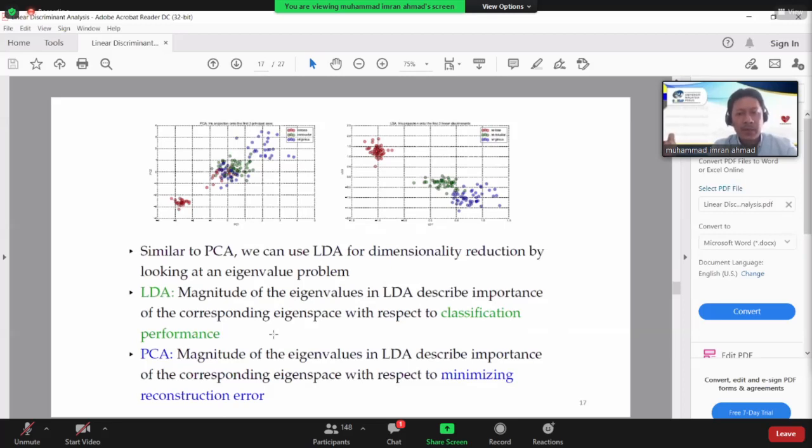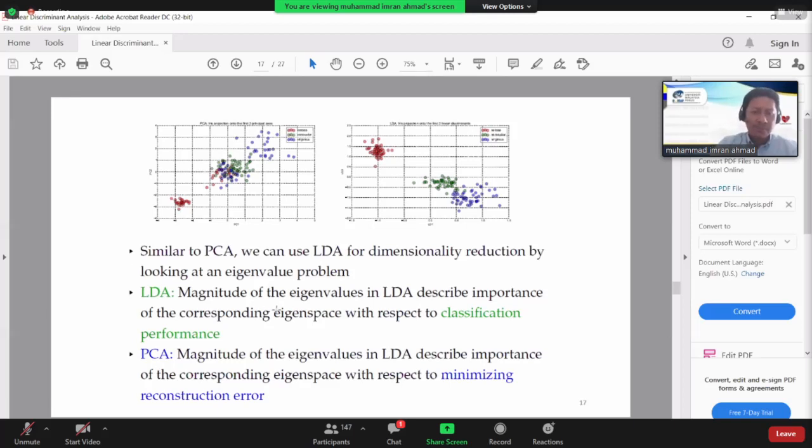And again, we come back to our example on iris flower, that we had a look at in the beginning of our lecture. Similar to PCA, we can use LDA for dimensionality reduction by looking at the eigenvalue problem. So it's very similar to the PCA that we did last week. Once we do the calculation of eigenvector and eigenvalue, you need to sort the eigenvectors based on the highest value of eigenvalue. The highest eigenvalue demonstrates the very dominant basis vector that represents your data.